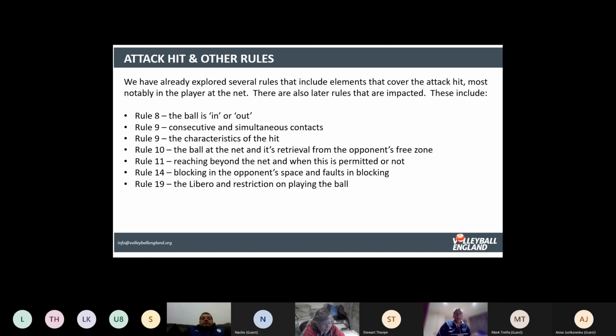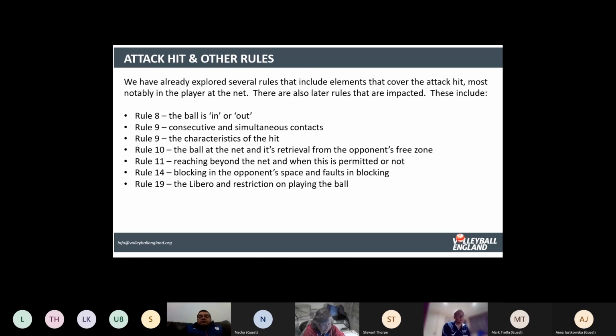Okay, so how does it link with other rules? We've already explored a lot of rules that have brought together the basis of play, and the attack hit now starts to link some of those things together, and it also introduces points for future rules. So fundamentally, Rule 8, ball is out or in. Rule 9 on playing the ball, consecutive and simultaneous contacts, and the characteristics of the hit. Rule 10, the ball at the net and its retrieval from the opponent's free zone.